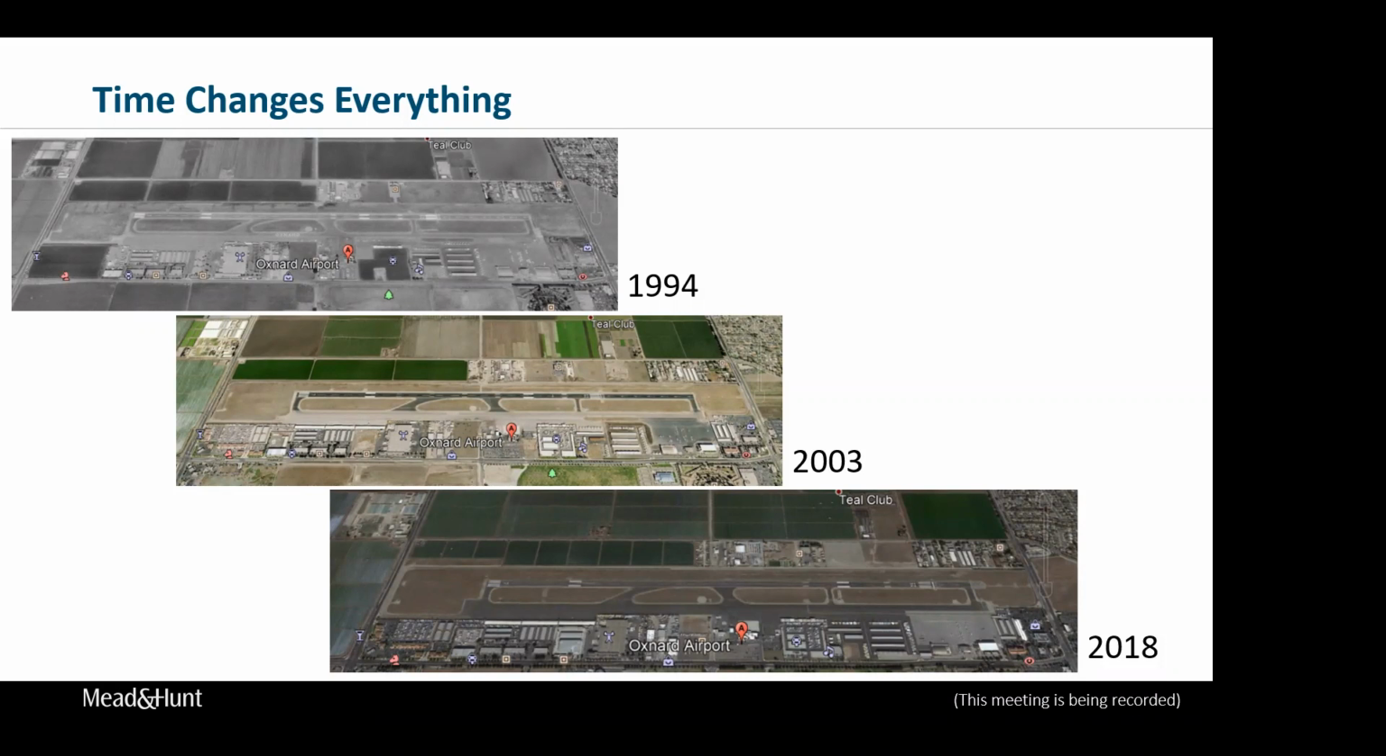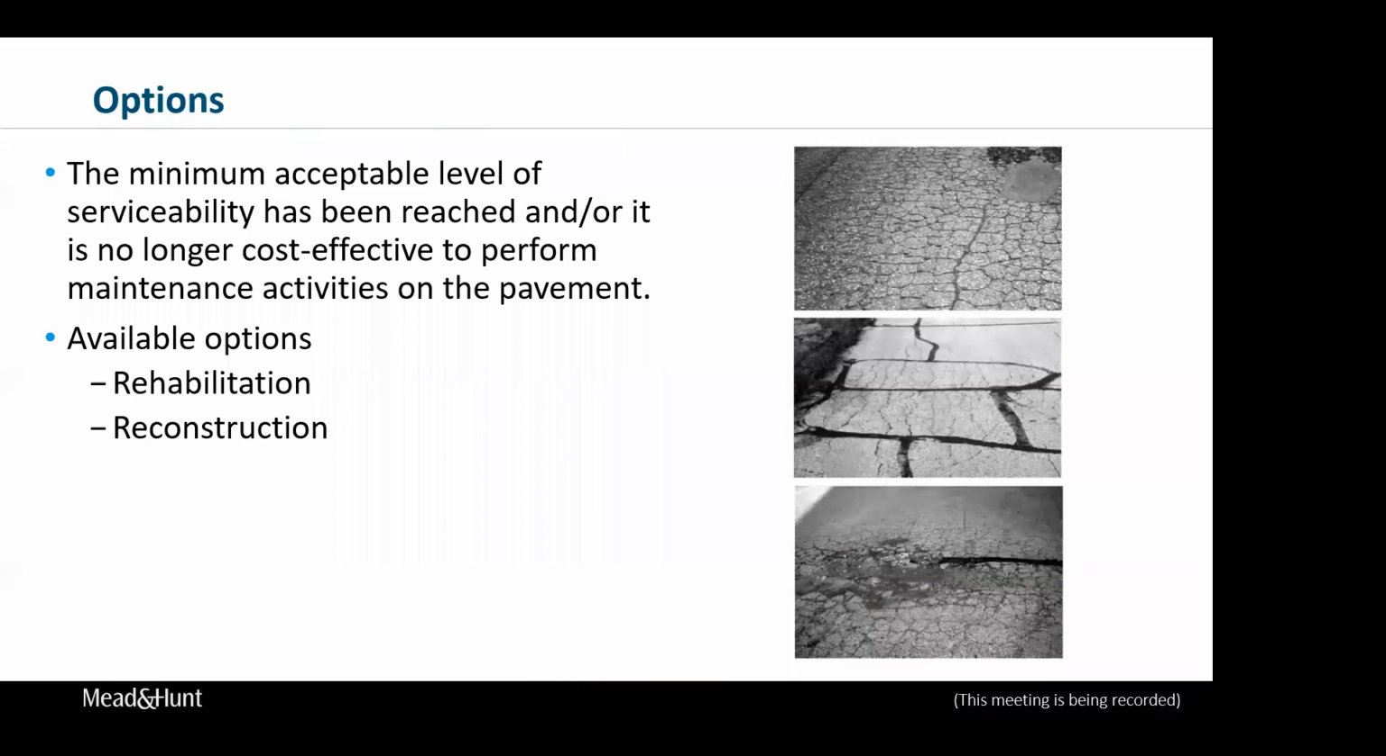Next slide, please. So as we started evaluating years ago the different levels or options of improvement that are necessary, it was determined that time has come, the pavement served its life, and it's time for a major improvement project. When evaluating the different options, we looked at a rehabilitation type method or a reconstruction method.